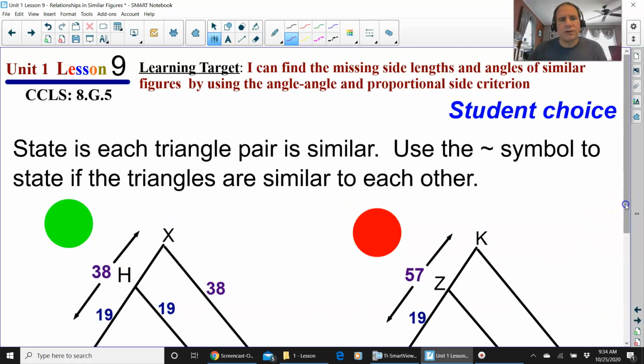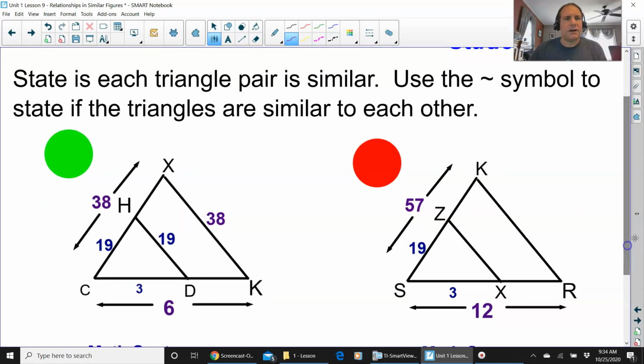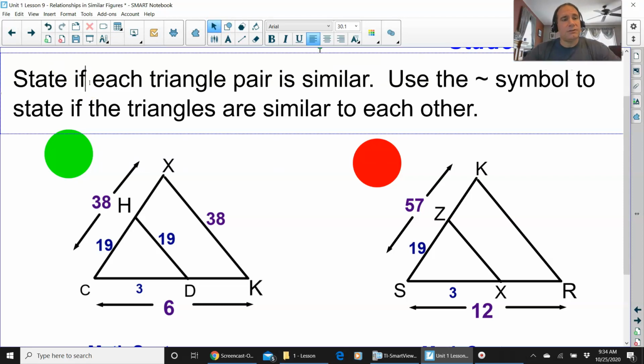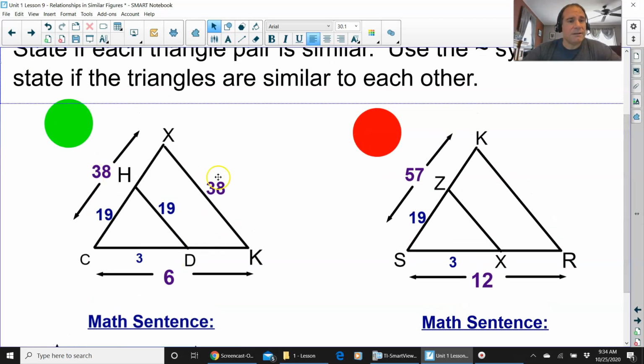All right, so here we go. State if each triangle pair is similar. Use the similar symbol to state if the triangles are similar to each other. So take a look at the triangles right here, and state if they are similar to each other.